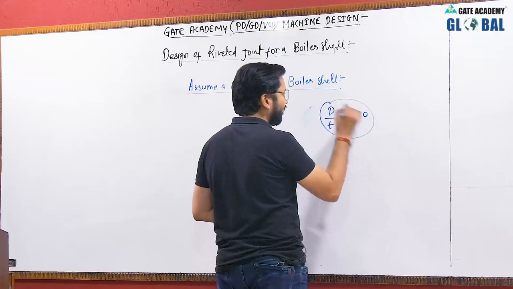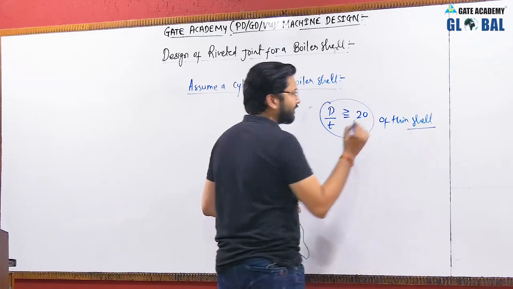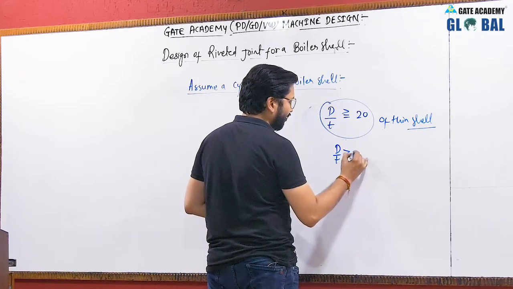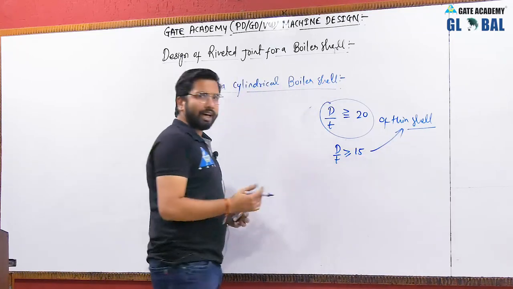So this is the criterion of a thin shell. In some references you will also find that D by T should be greater than or equal to 15 for thin shells. So both are correct.